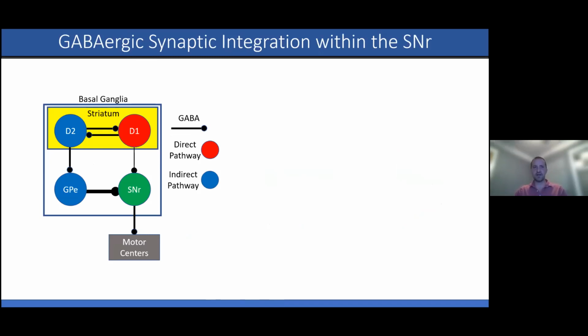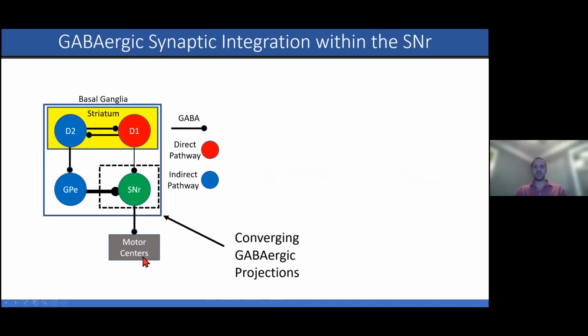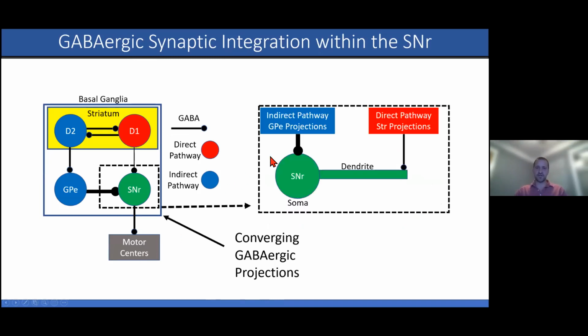All right, so let's look back at the SNR. And what do we have in the SNR? We have converging GABAergic inputs to the SNR. If you look a bit closer at the actual cell bodies, these two different pathways form synapses on different locations of that SNR neuron. The indirect pathway GPE neurons form synapses on the soma, whereas direct pathway neurons form synapses out on the distal dendrites.